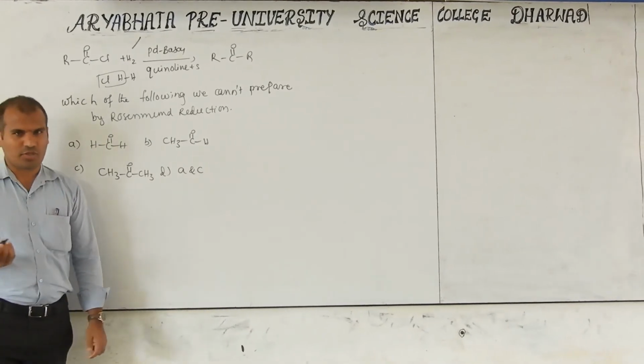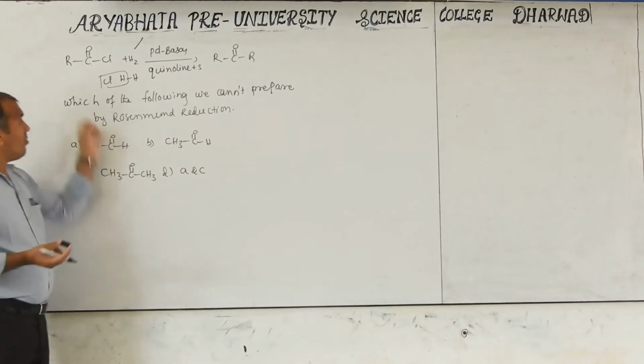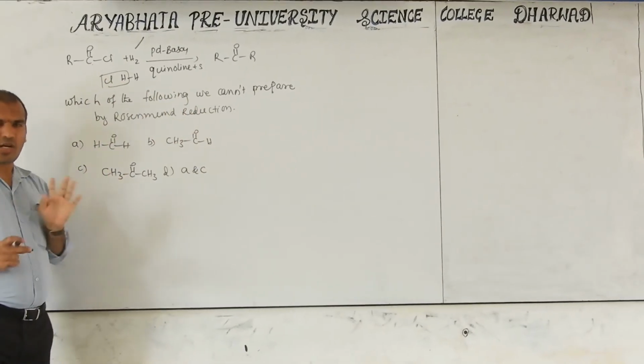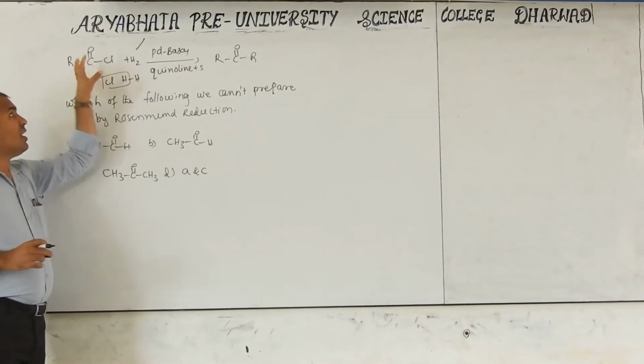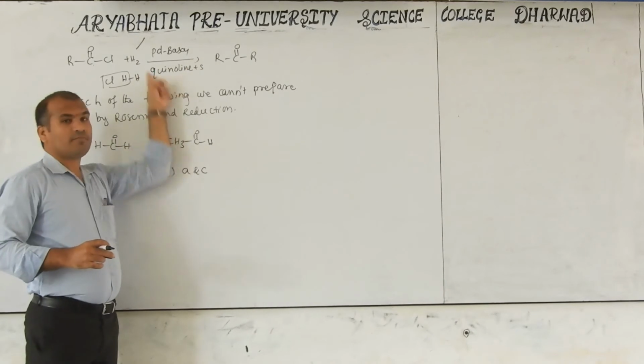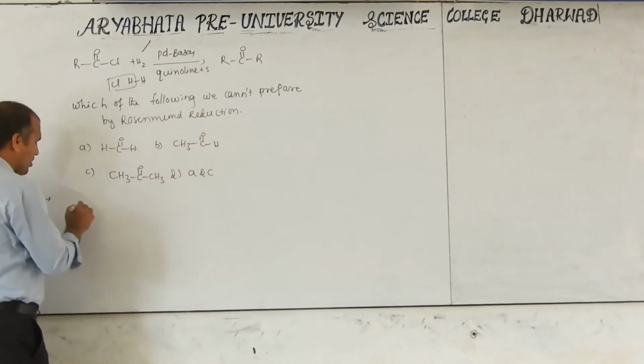Then immediately you will get the question. By this method, will we prepare it or not? We will not prepare it. By using this reactant, can we prepare the ketone, possible or not? By using this reactant we can prepare the ketone, but not this one. Okay, that's why we are using another reagent.